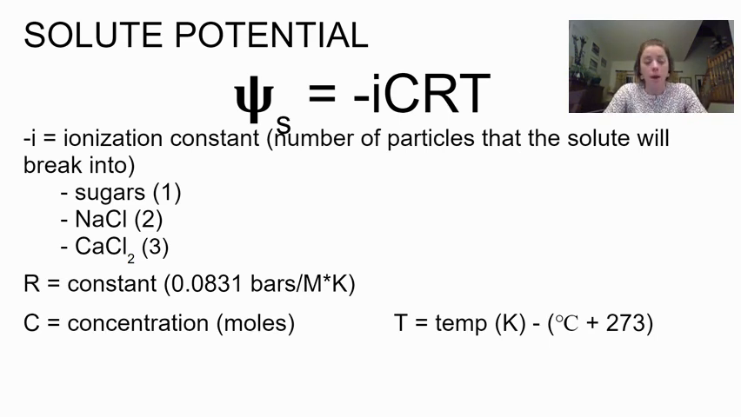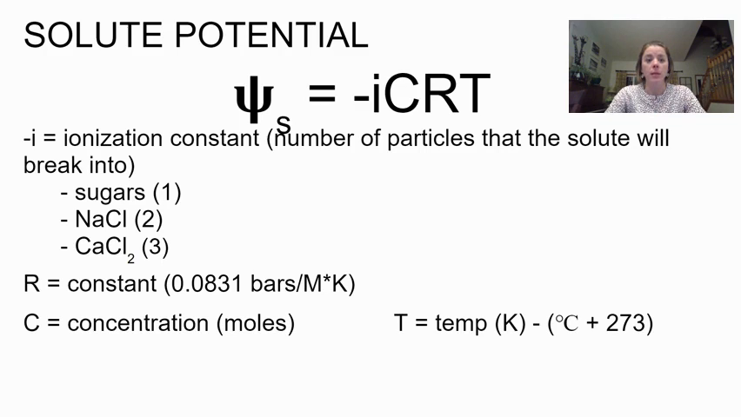The second mathematical formula that you are going to need to do is the calculation of the solute potential. So solute potential is calculated in this way. It is negative iCRT. And here's what all the letters stand for. Remember, it's always negative, because it's just literally negative right there. The i is known as the ionization constant. That is how many ions or particles the solute will break apart into in a given situation.